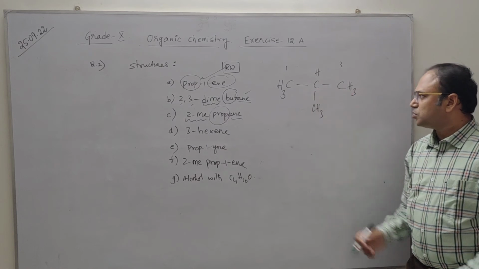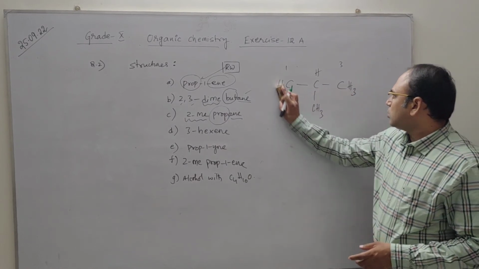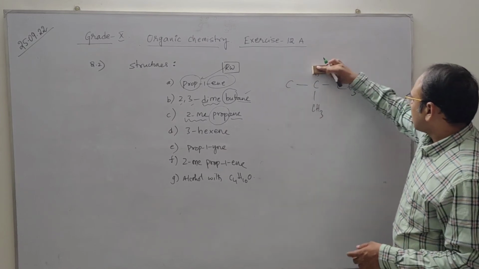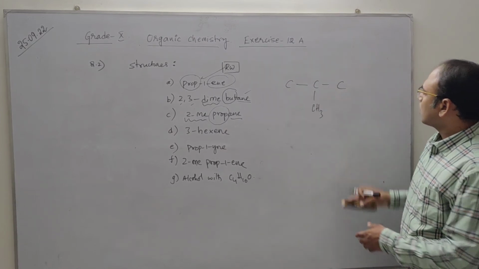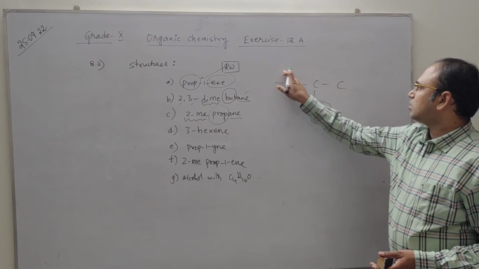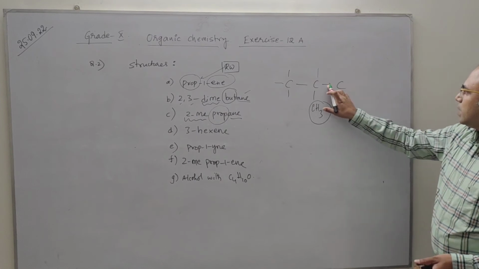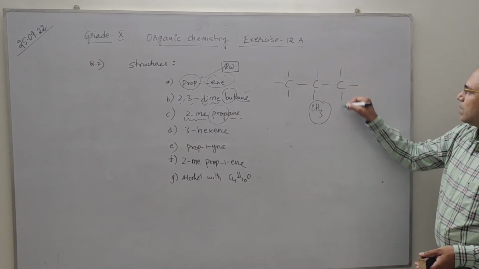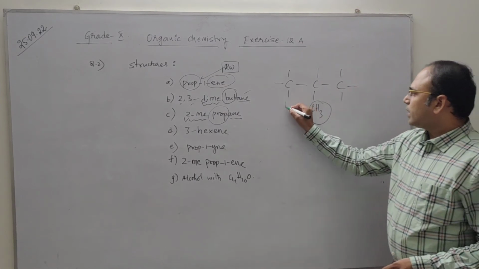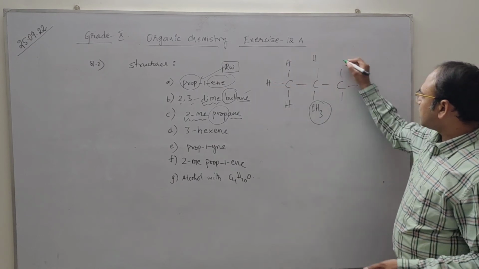So hope you have understood this. If you want to write the expanded structure, you can also write it like this. First, write 4 bonds for each carbon. 1, 2, 3 done, 4th bond. Here only 1 is there, so remaining 3 bonds. Then you can write H. This is your expanded structure.